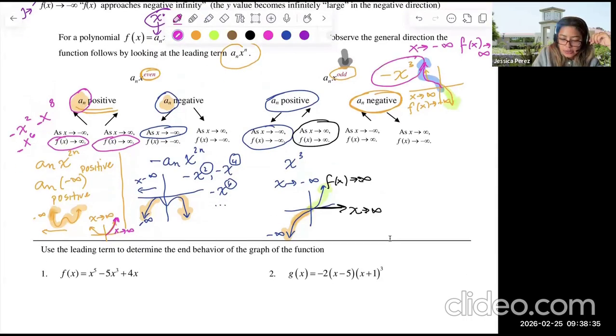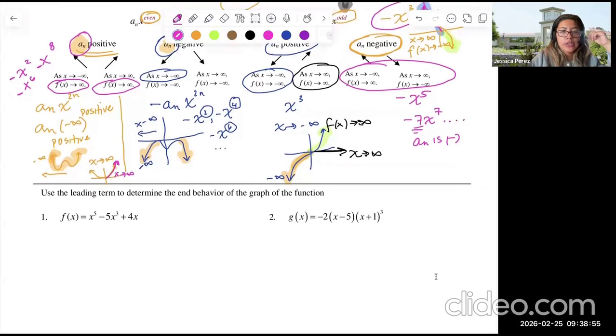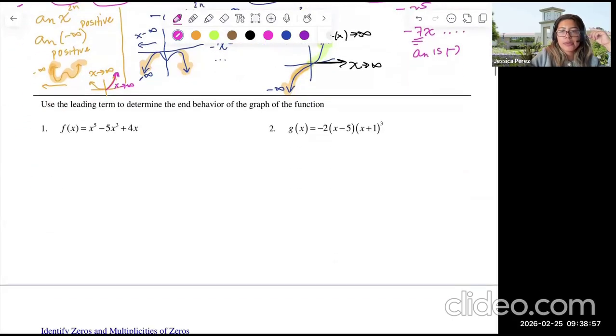That's a negative x cubed, a negative x to the fifth. It could be a negative 7 x to the seventh. If my a sub n is negative, then I will have this behavior as x approaches negative infinity, as x approaches positive infinity. So using that information, we are going to go to the following examples.